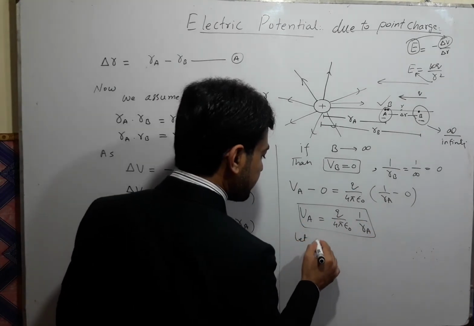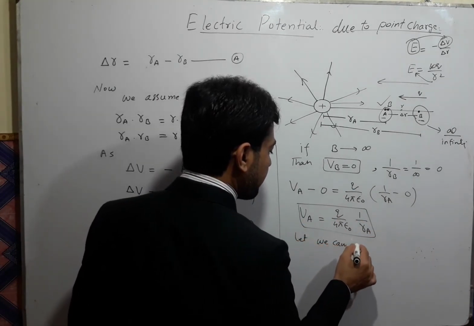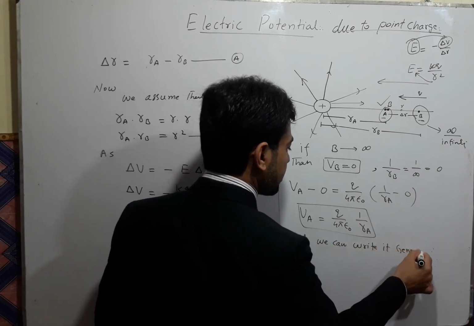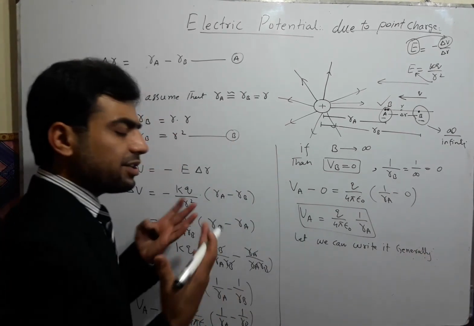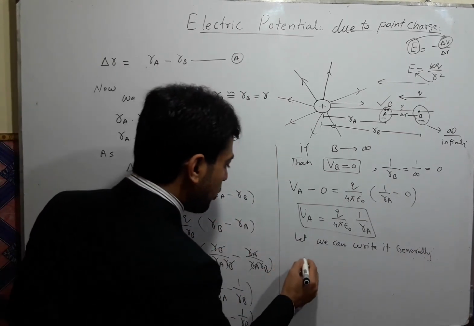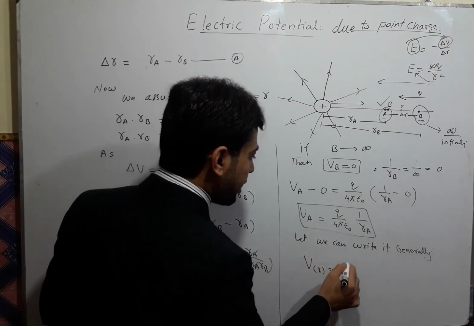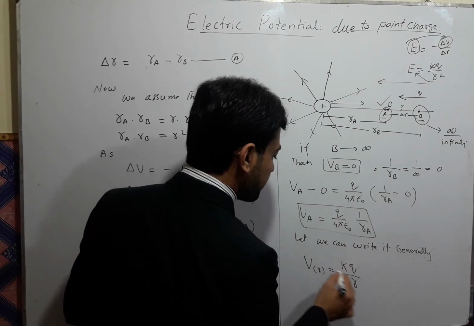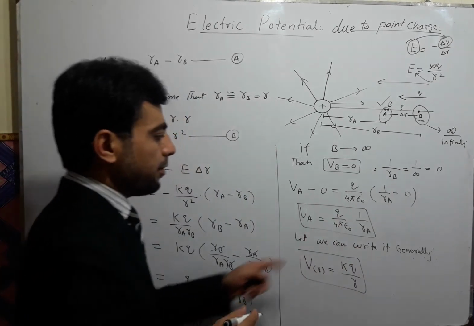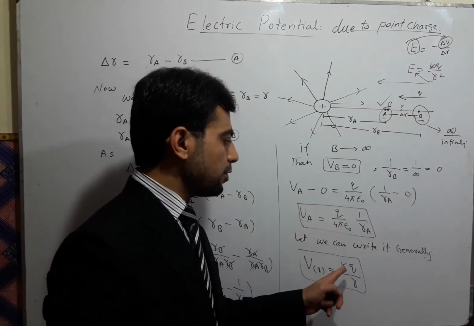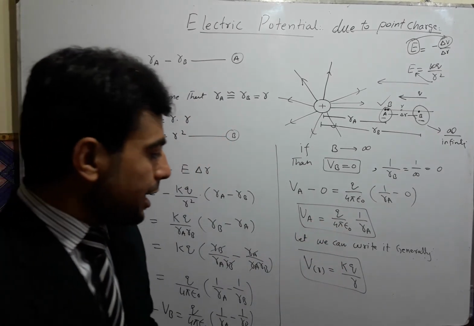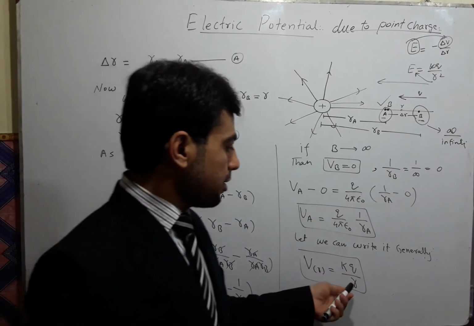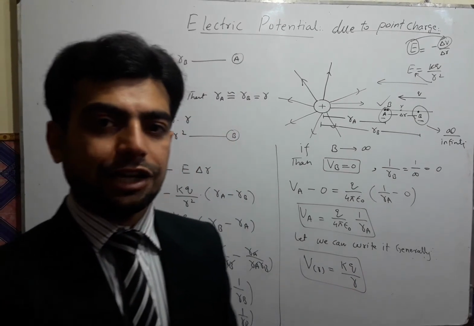Generally we can write it for any point R, because we always take any point R. So the potential at any point R must be equal to KQ over R, because 1 over 4 pi epsilon naught is equal to K. So electric potential at any point is always equal to KQ over R, where R is the point at which we find the electric potential.